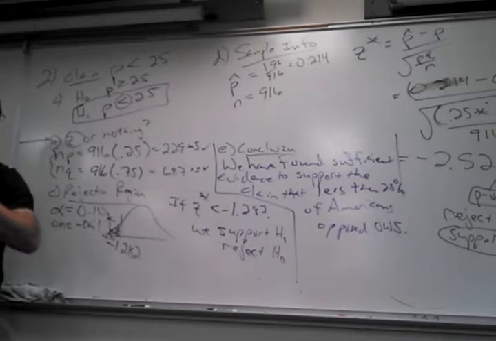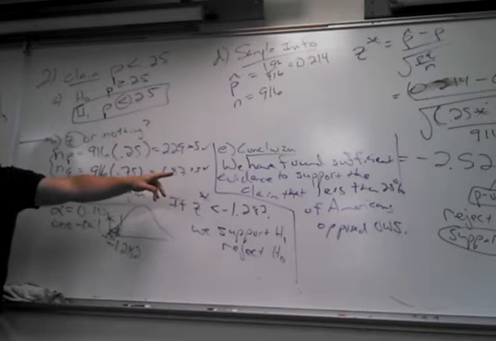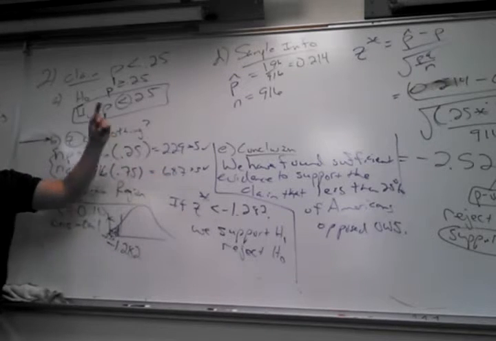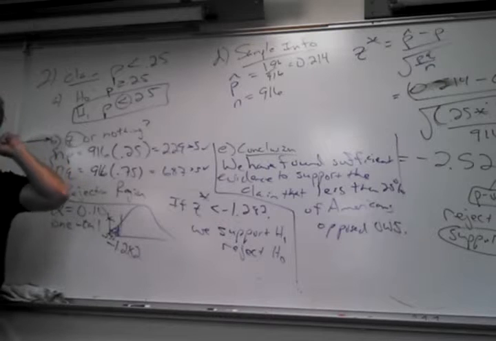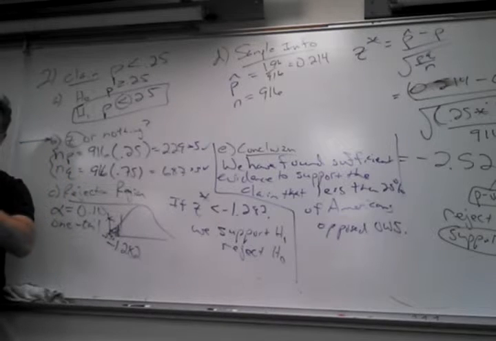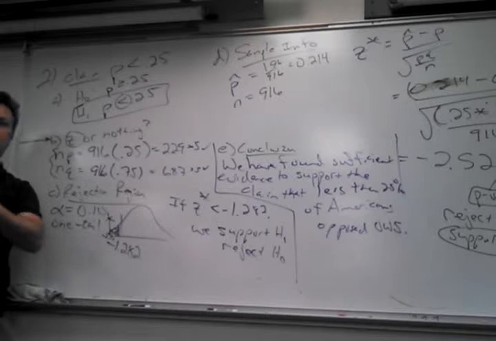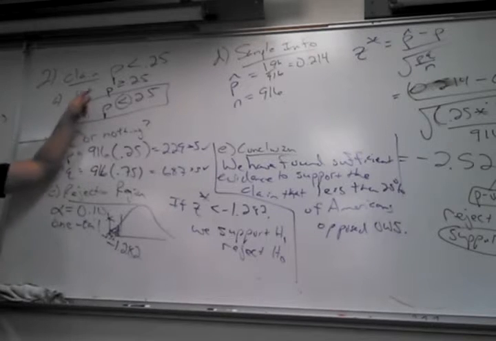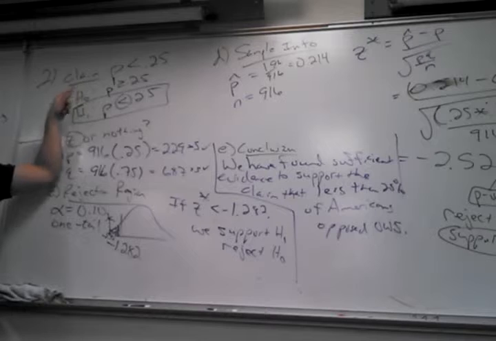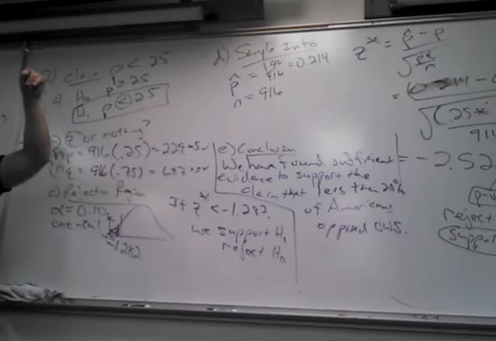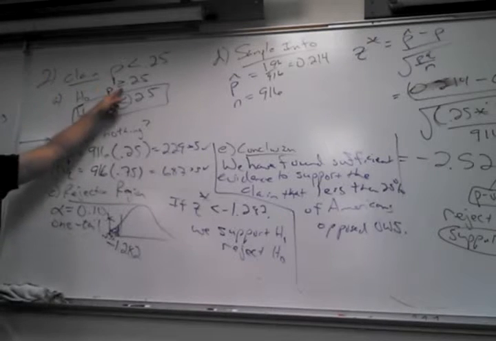So what do we think is true? After we did this, what do we believe is true? The percentage is less than 25%. What could still be true? It could be 25 or more, couldn't it? So the mistake we could have made is we said this guy was wrong. We rejected the null. But what could have been true is that could have been true.